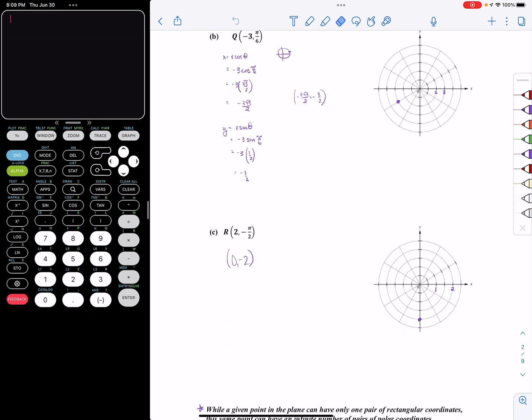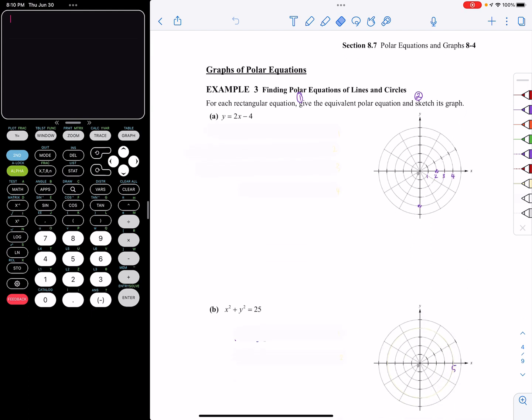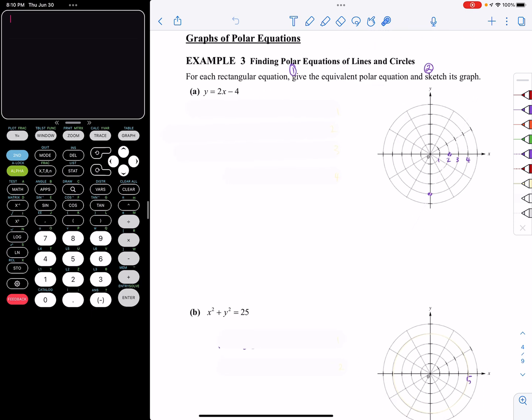So go down, please, to example number 3. And we won't be using the calculator yet. So let's just take a look and see what the instructions say. For each rectangular equation, you say, well, how do you know it's rectangular? Well, remember, rectangulars have x's and y's. So this is definitely a rectangular equation. The first thing that we're asked to do is to change it to a polar equation. And then after that, we can sketch the graph.